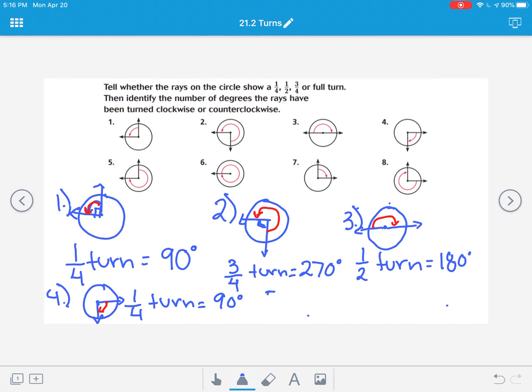All right, we're going to solve numbers 5 and 6, and then I'm going to have you do the rest on your own. Okay, numbers 5 and 6, I'm going to draw them at the same time to help me as I'm switching my colors.